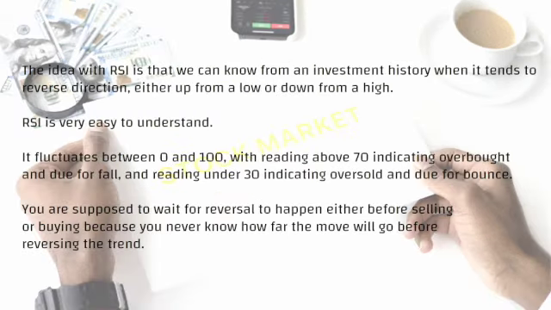The idea with RSI is that we can know from an investment's history when it tends to reverse direction, either up from a low or down from a high. RSI is very easy to understand. It fluctuates between 0 and 100, with a reading above 70 indicating overbought and due for a fall, and a reading under 30 indicating oversold and due for a bounce. You are supposed to wait for the reversal to happen before selling or buying, because you never know how far the move will go before reversing the trend.